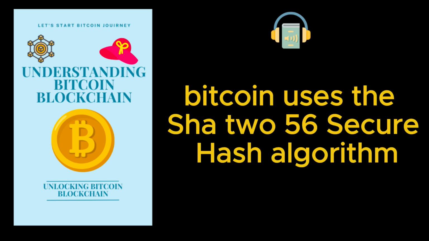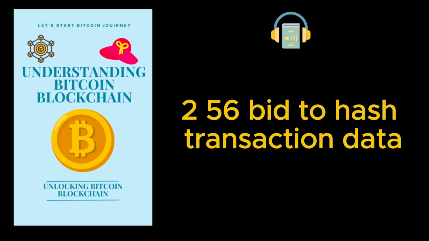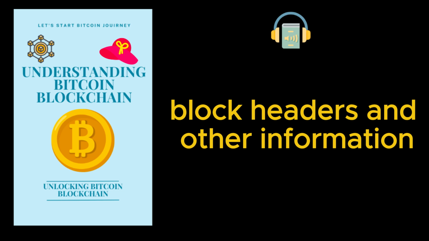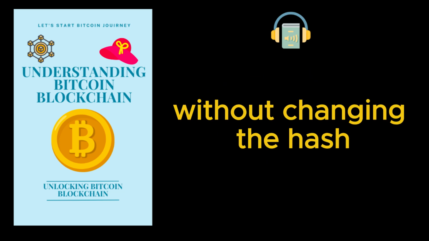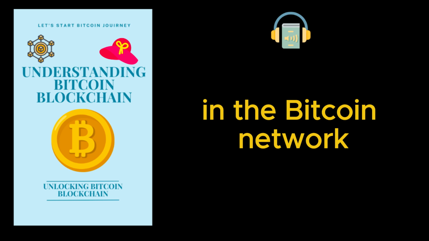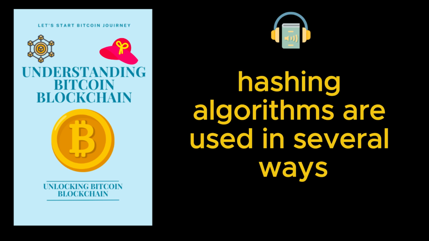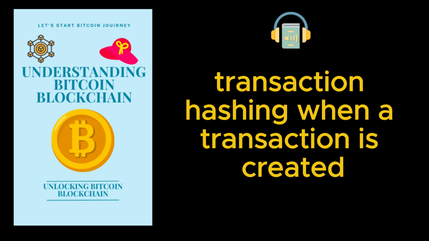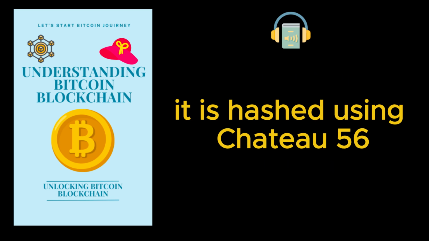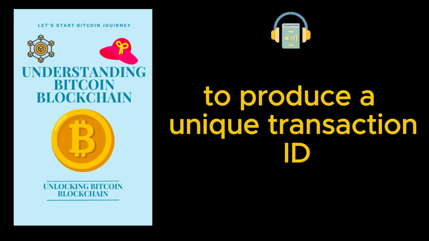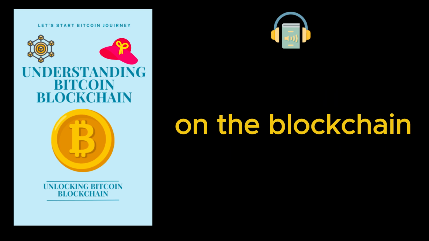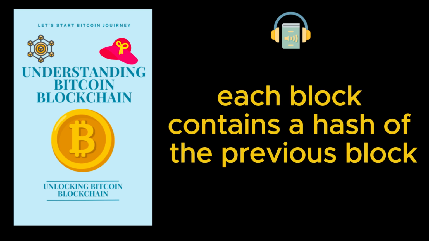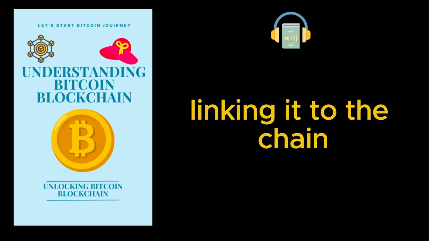Bitcoin uses the SHA-256, secure hash algorithm 256-bit, to hash transaction data, block headers, and other information. Hashing ensures the integrity of data by making it practically impossible to alter the data without changing the hash. In the Bitcoin network, hashing algorithms are used in several ways. Transaction hashing. When a transaction is created, it is hashed using SHA-256 to produce a unique transaction ID. This ID is used to identify and track the transaction on the blockchain. Block hashing. Each block contains a hash of the previous block, linking it to the chain.